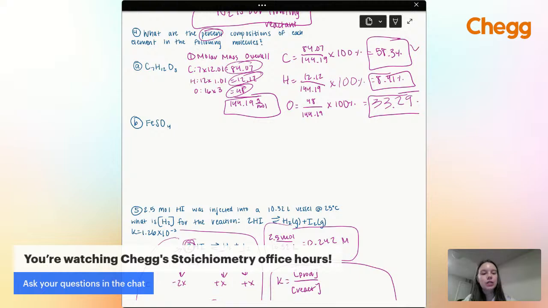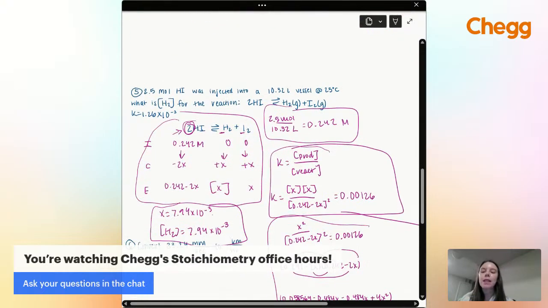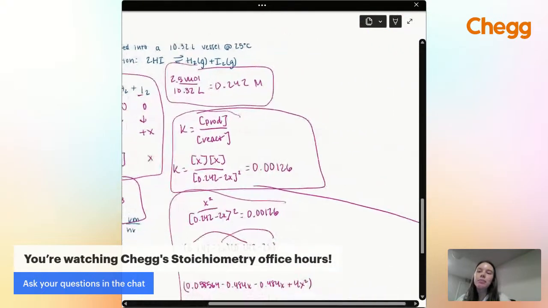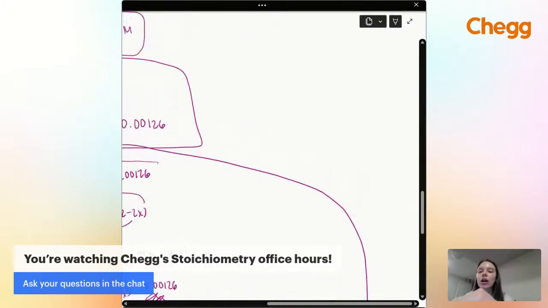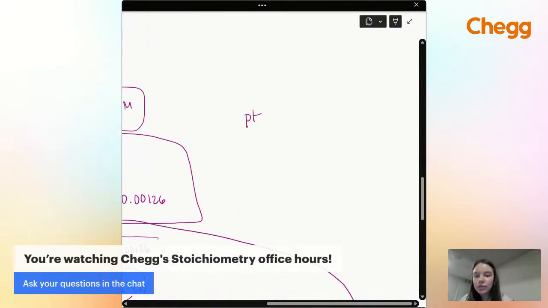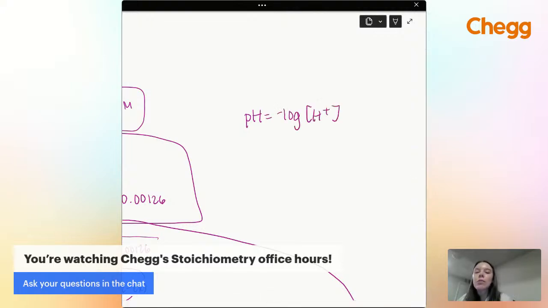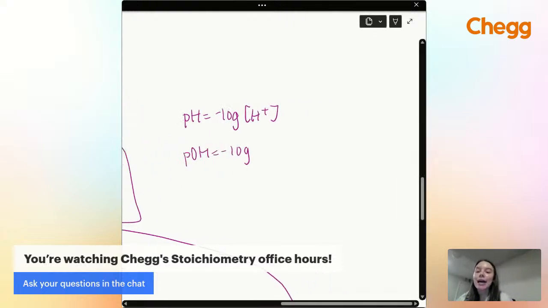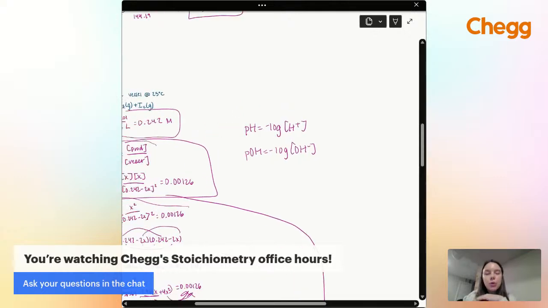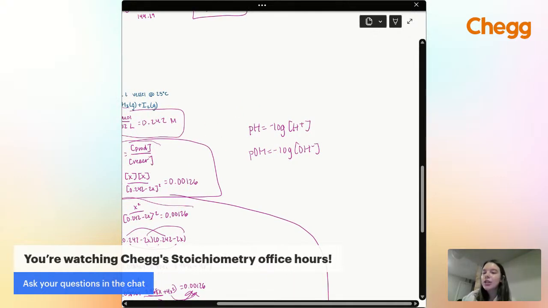We have a question: how do you find the pH and pOH from an equilibrium ice table? We find pH by doing negative log of H plus, and we find pOH by doing negative log of OH minus. Those are the only ways I know to do pH and pOH.